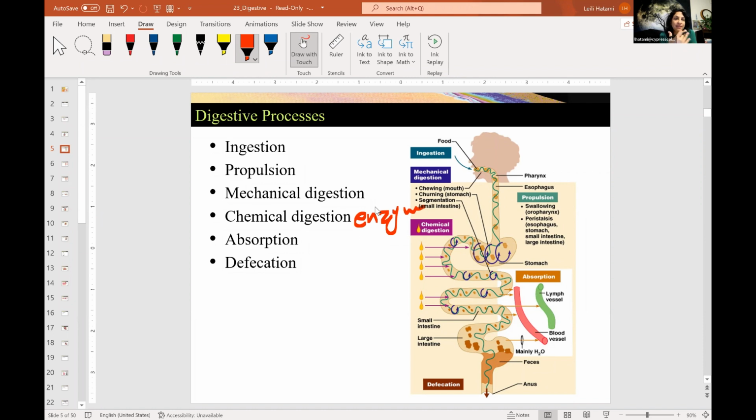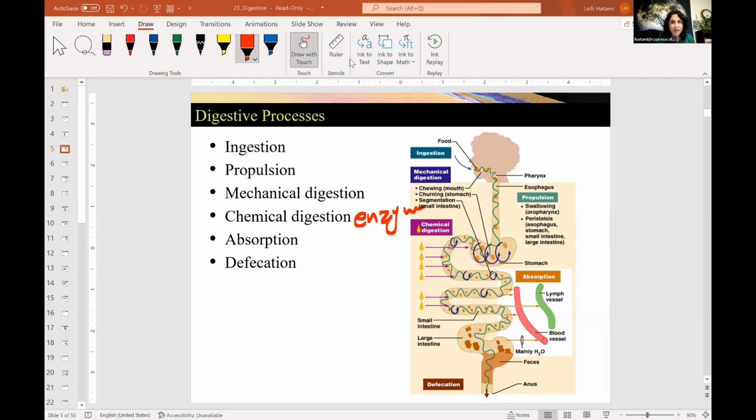Absorption. After breaking down those macromolecules into their final products like amino acid, glucose, and fatty acid, then through the blood and also the lymphatic system, we can absorb those nutrients and transport them to all parts of our body, then our cells can use them. Defecation is the last process of digestive activity. The indigestible food should be eliminated from our body through defecation, which is going to happen in our large intestine.